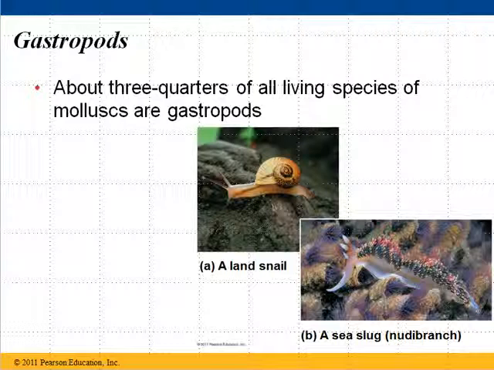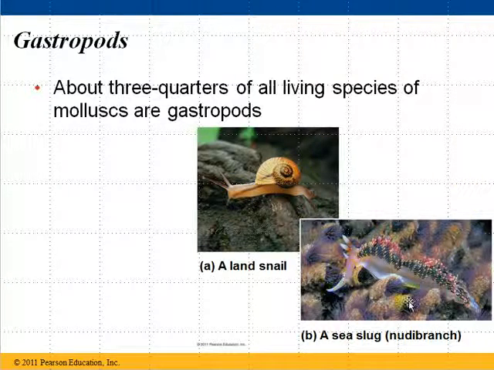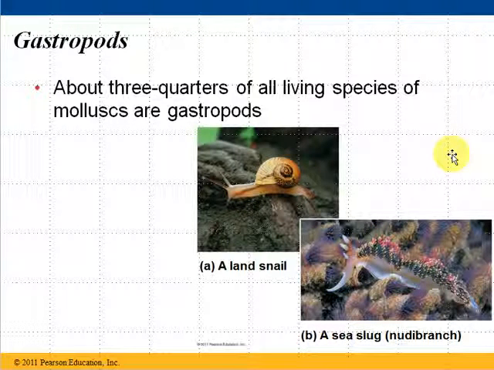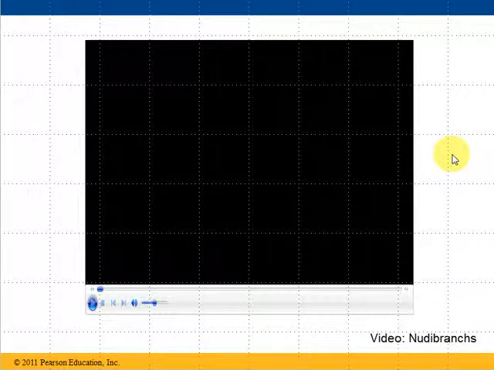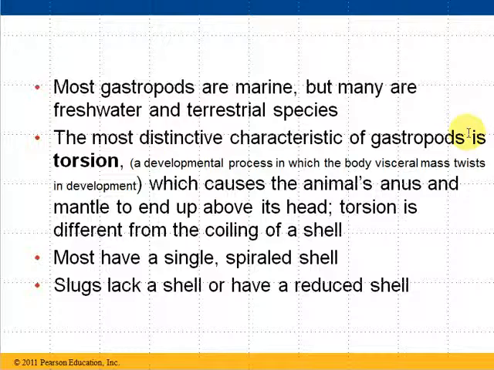The next group there is the gastropods. You're probably familiar with these guys. This would be everything from land snails and slugs to sea slugs. Here we have 2 pictures of a land snail, and then here's a sea slug called a nudibranch. About 3/4 of all living species of mollusks are gastropods, so there's a tremendous variety of gastropods. I think we have some video of some of the various sea slugs and land gastropods in the folder. Most gastropods are actually marine, but we're probably familiar with some of the freshwater and terrestrial species.